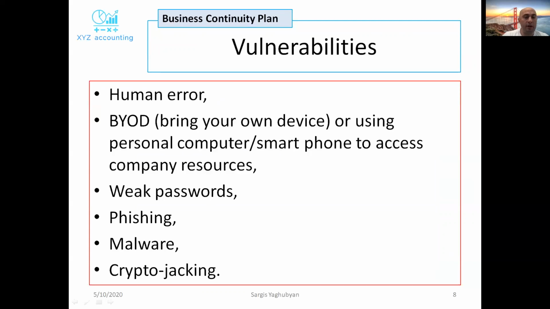The following vulnerabilities have been identified in our company: human error, and most of the time it is the use of personal computers or personal smartphones to access company resources, which should be restricted. Most of the time, our employees use weak passwords, which should also be enforced. We are also vulnerable to phishing, malware, and cryptojacking.